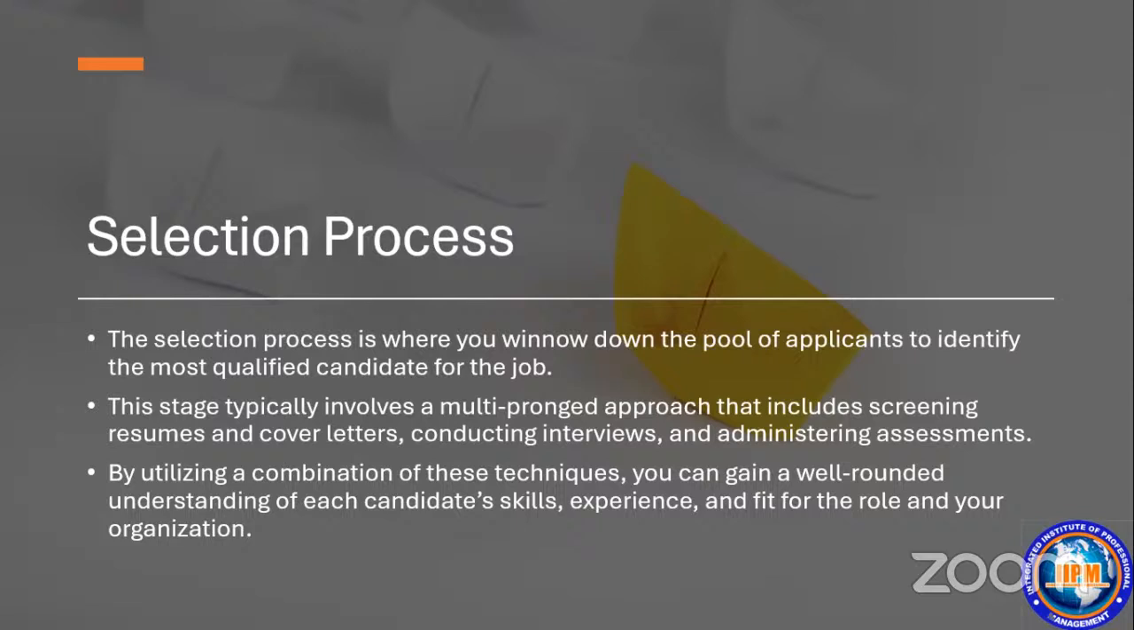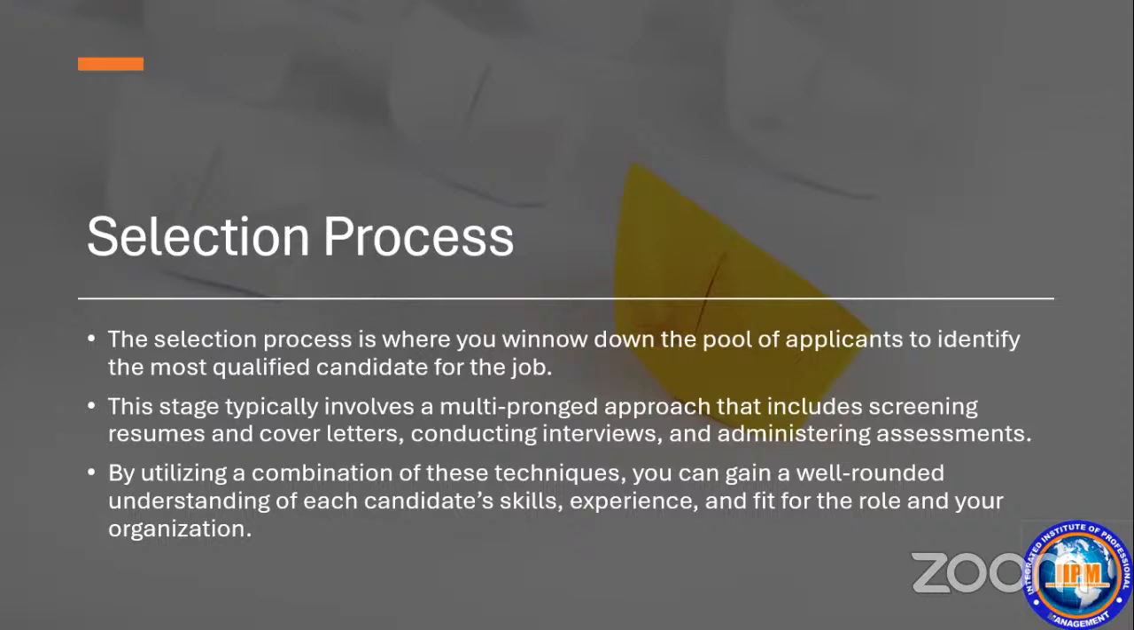You cannot take everybody who applied, right? Yes. So this stage typically involves a multi-pronged approach that includes screening resumes and cover letters, conducting interviews, and administering assessments. That way you'll be able to know who is fit for the job and who is not.